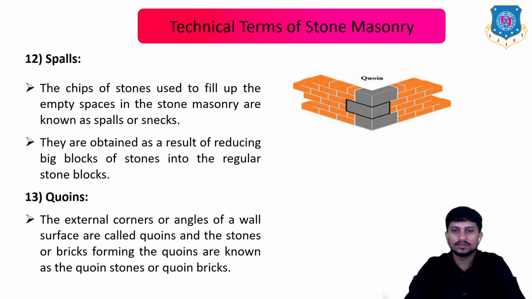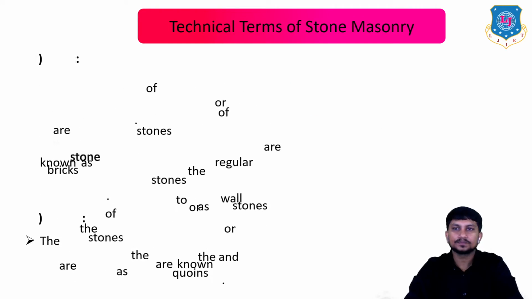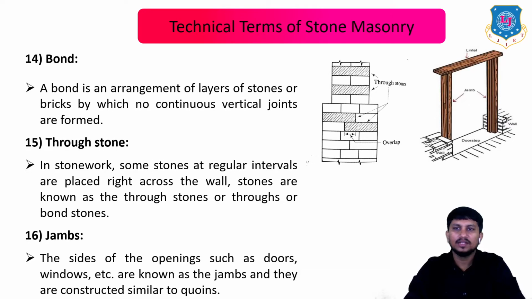The external corners or angles of wall surface are called as quoins, and the stones or bricks forming the quoins are known as the quoin stone, or you can say quoin brick. Okay, you can clearly see quoin stone or quoin brick in this figure. Okay, next is bond. It is an arrangement of layers of stones or bricks by which no continuous vertical joints are formed.